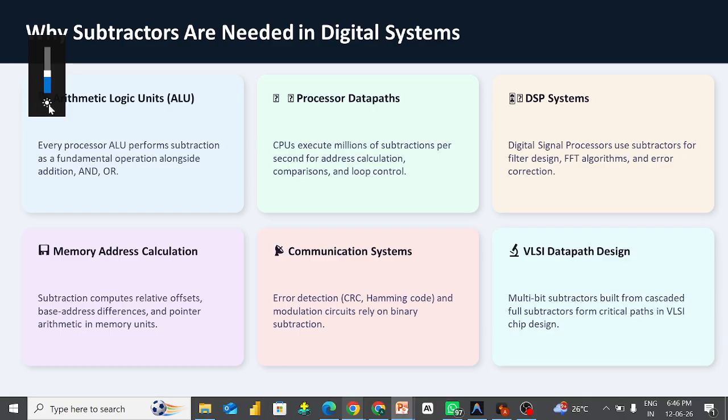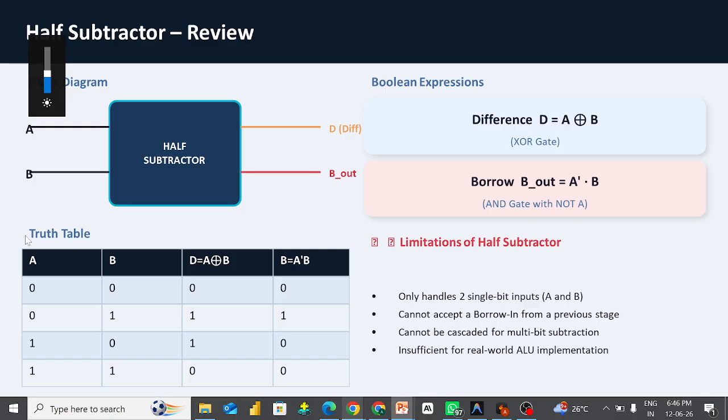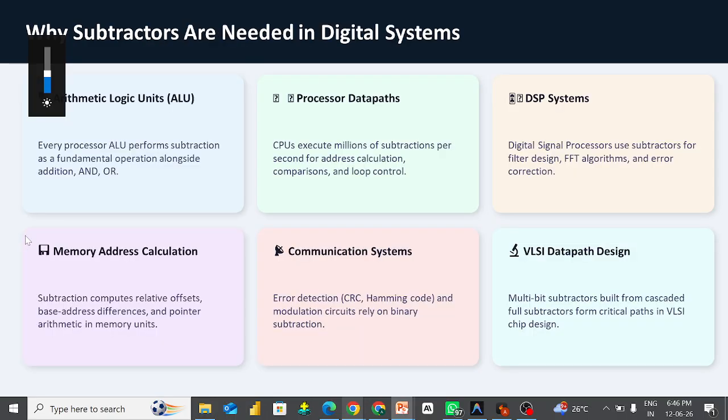So why are subtractors needed? You may often ask, why do we need a subtractor? Why do we need to study this subtractor? Because it's an easy concept that we can handle easily, right? If you ask this type of question, the answer is very simple. Why? Because every digital system performs subtraction, right?